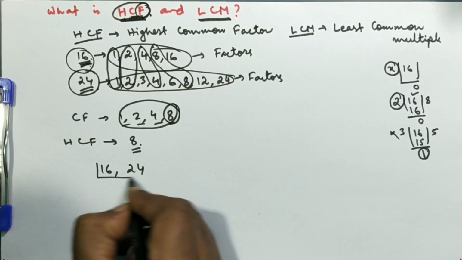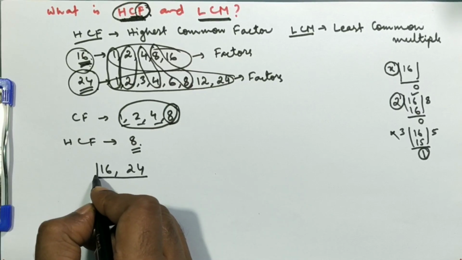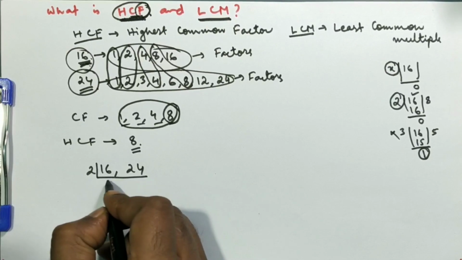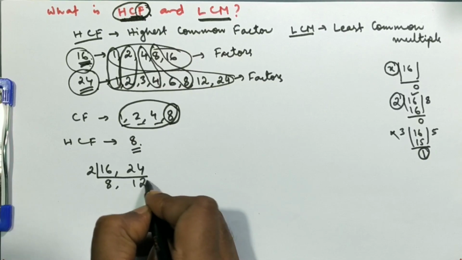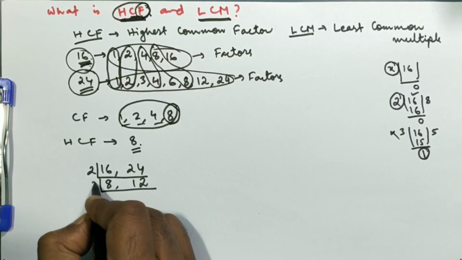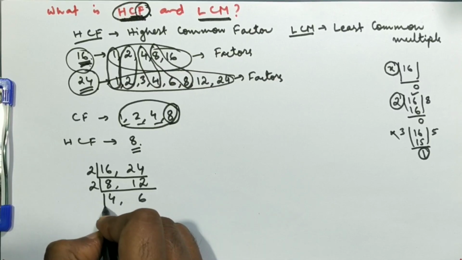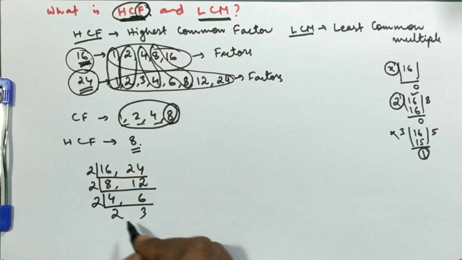So we'll divide both the numbers. By how much can we divide? If we start from the smaller number, that is 2, if we divide, we'll get 8 times here, then 12 times here. Then again if we divide by 2, 4 times here, 6 times here. Again if we divide by 2, 2 times here, 3 times here.